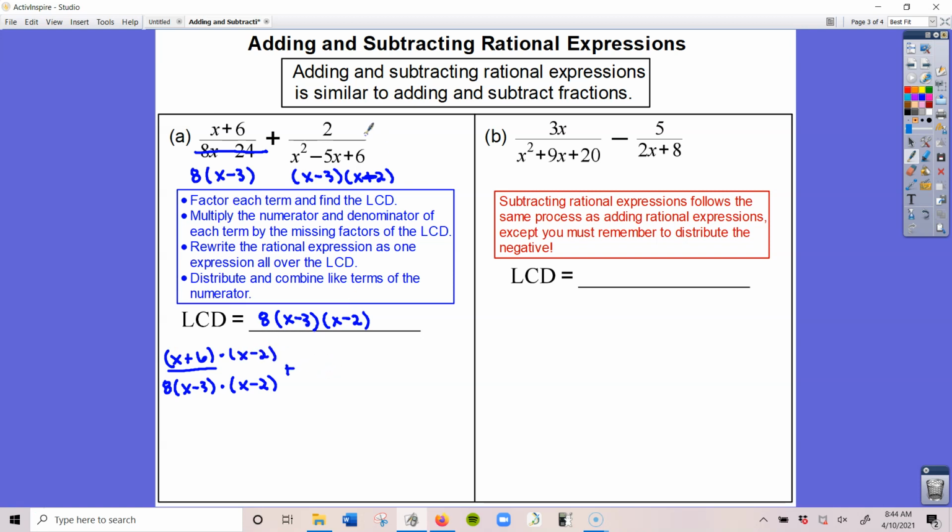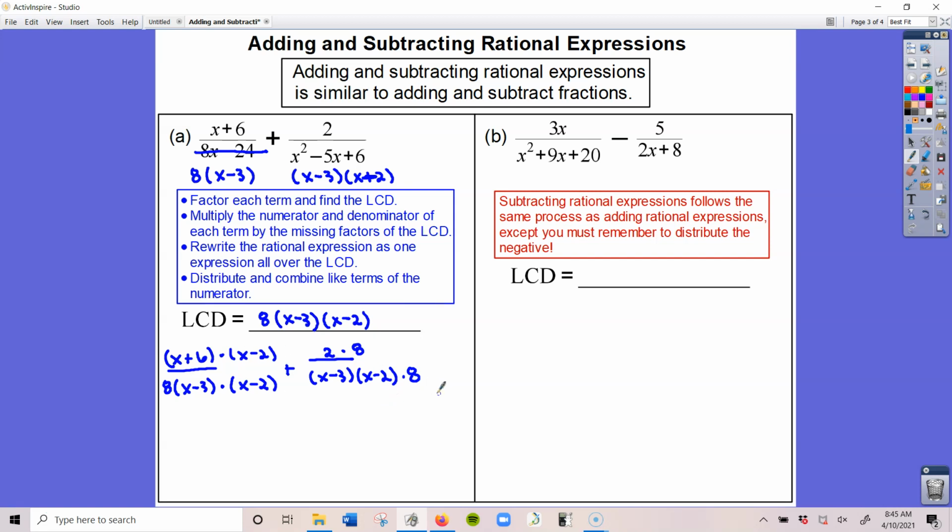Plus, now we're going to move on to the second fraction. We have the 2 over x minus 3, x minus 2. I need to figure out what do I need to multiply this denominator so it's the same as the LCD. Basically, you're looking for what factors are missing, and that's what you would multiply. Here in this denominator, it's the same as the LCD, except we're missing the 8. So I would multiply by 8. That means that I would also have to multiply the numerator by 8.